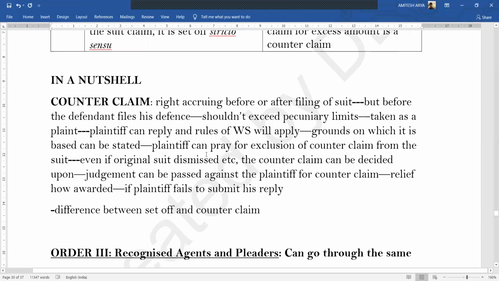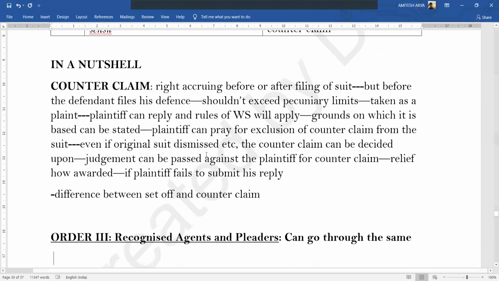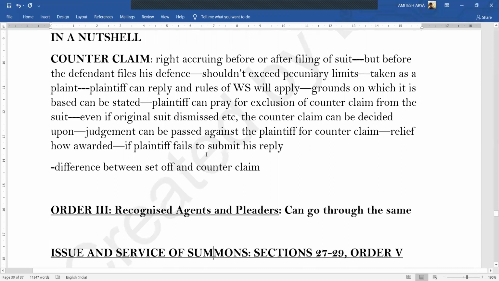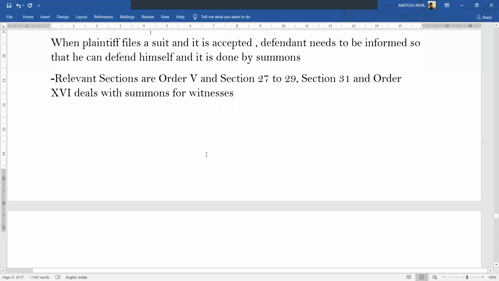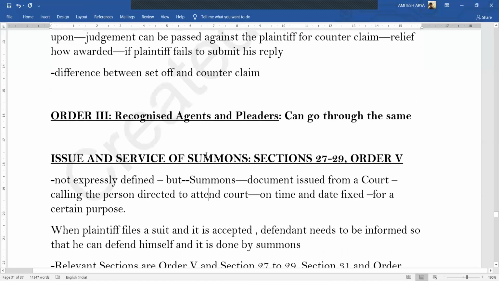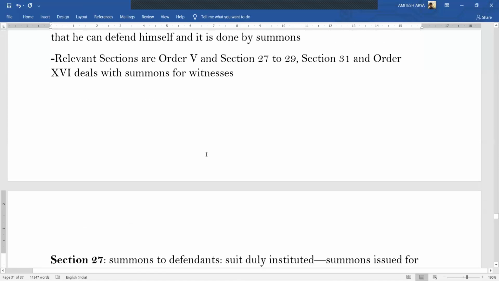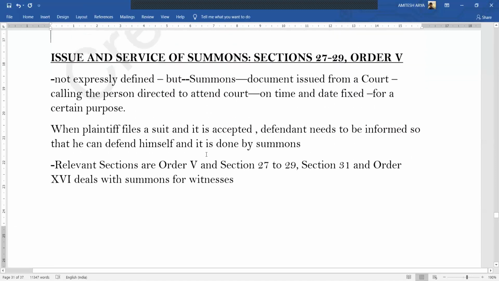Now, the next thing is Order 3, that tells us about recognized agents and pleaders. I don't feel it's a very important section, but you can go through it, that who are the recognized agents, who are pleaders, etc. You can go through the same if you want to. Now, the next important section is issue and service of summons. That is under sections 27 to 29 and Order 5.